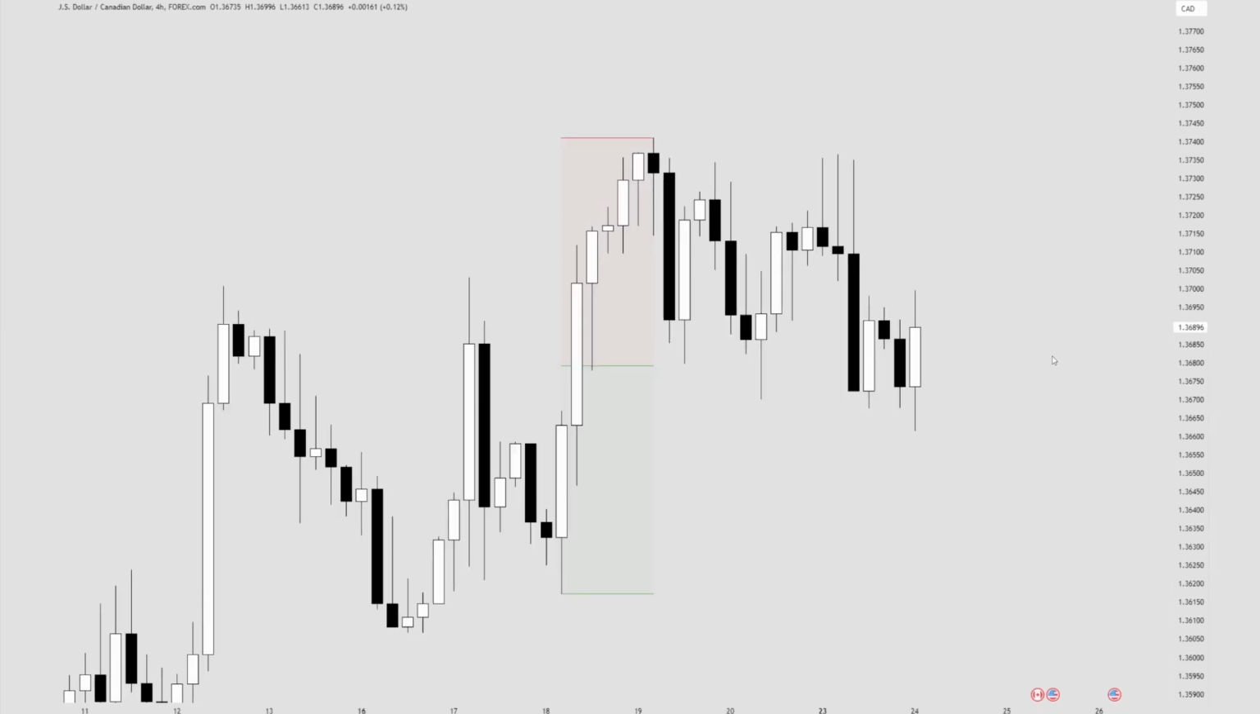Again, when we are creating a bias, we start off with applying the correct dealing range on our chart. The correct dealing range in this case is between this swing low and this swing high. And when we take a look at the most recent price action, we can see that we are trading in discount levels as well, just as DXY did.